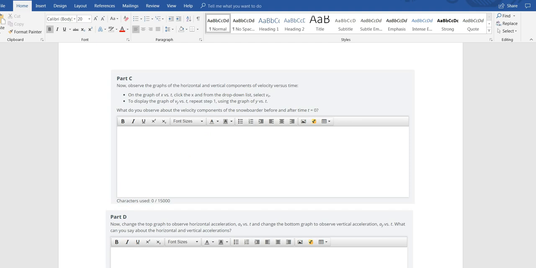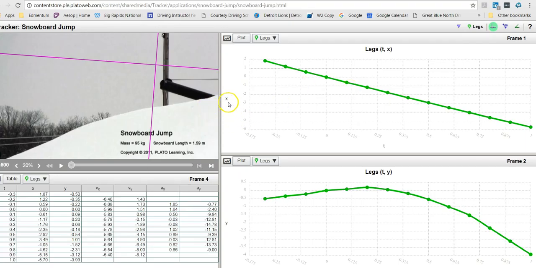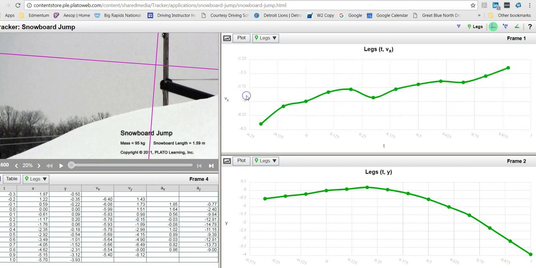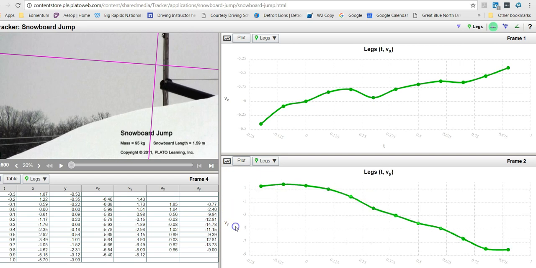So we go back to here. On the x versus t graph, click right there. You want V of x. And on the other graph, you're going to click the y. You want velocity sub y, which is right there. Look at the two graphs, and we see they're not really nice straight lines either. They definitely have a pattern to them.